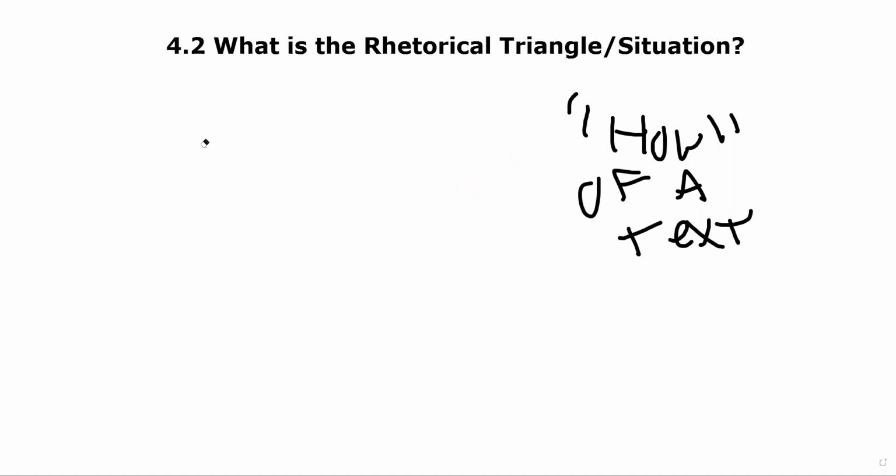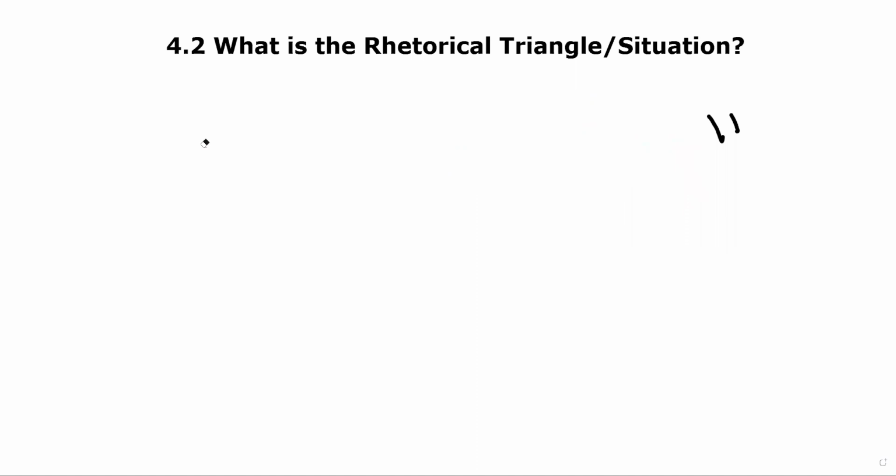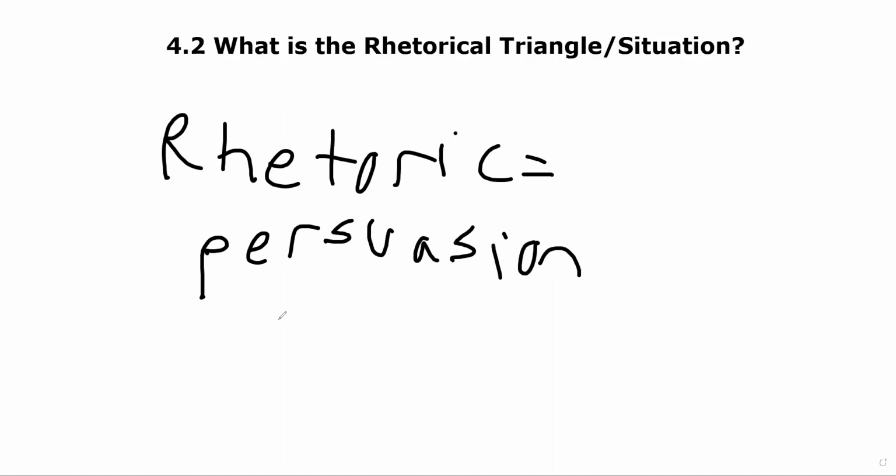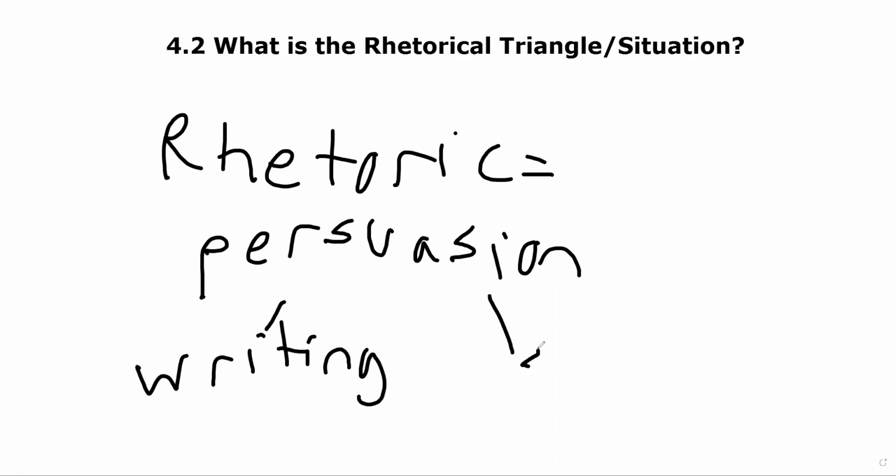Now, to understand this, we have to understand what rhetoric is. In the previous video, we did provide a short definition of rhetoric, which I'm going to expand on here. So rhetoric refers to essentially persuasion. And this is persuasion in all forms. Specifically, we have the two broad forms of writing and speaking.